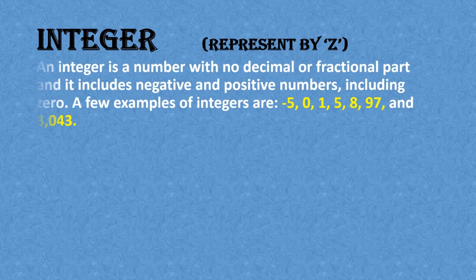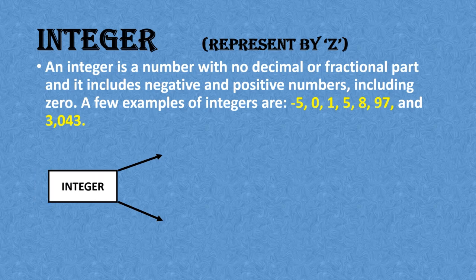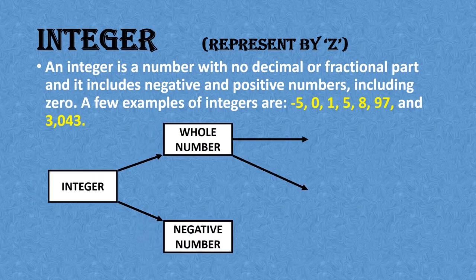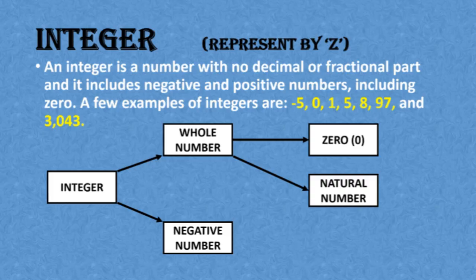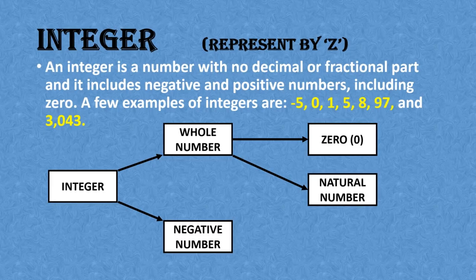Integer. An integer is a number with no decimal or fractional part, and it includes negative and positive numbers, including 0. A few examples of integers are -5, 0, 1, 5, 8, 97, and 3043.